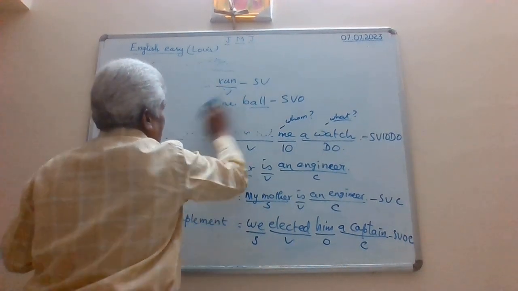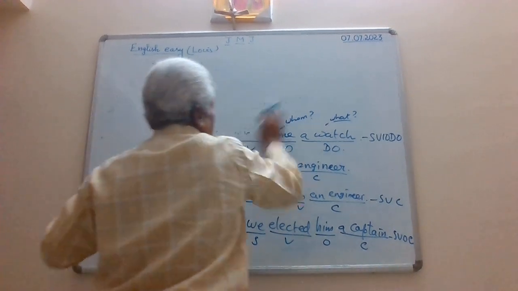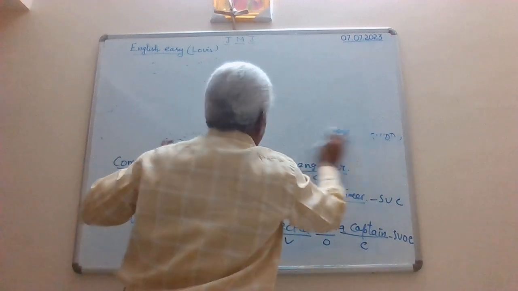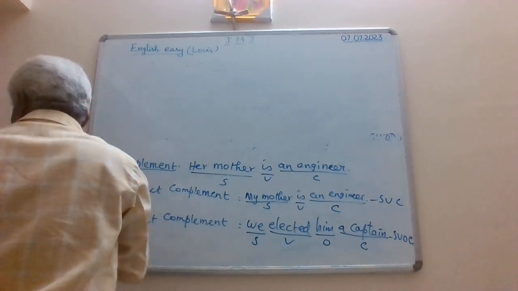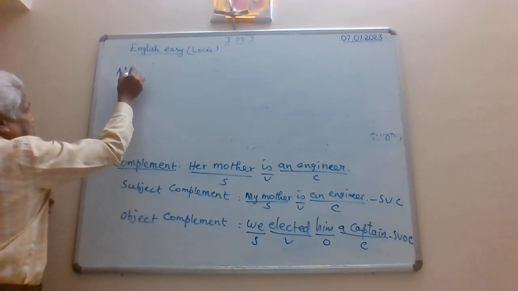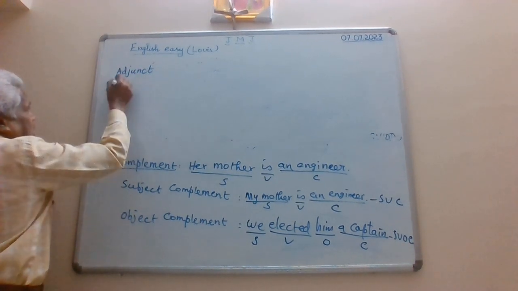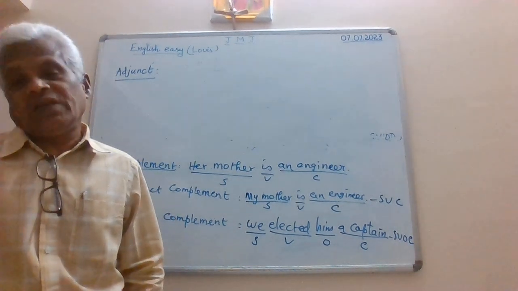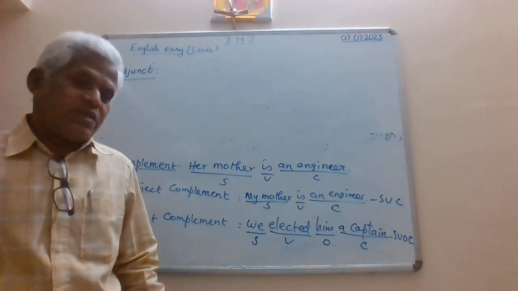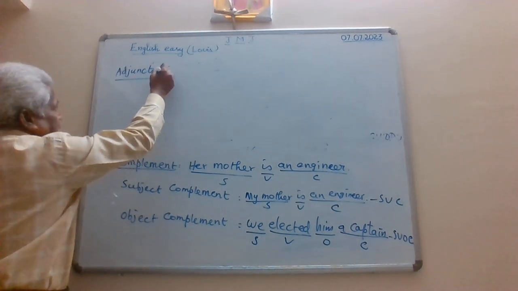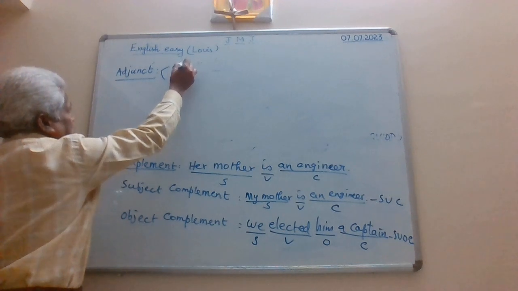The last thing that we need to understand here is known as an adjunct. See, adjunct. Alright, adjunct. So this is one more thing that we need to pay attention to when we discuss sentence pattern. What is an adjunct here? Adjunct can be an adjective as well as an adverb.